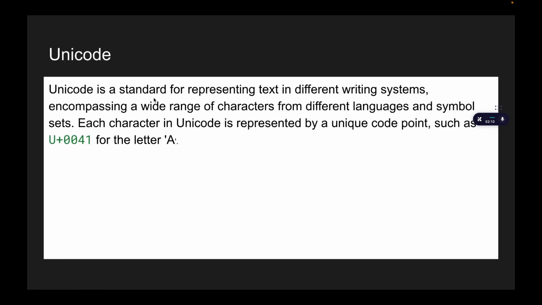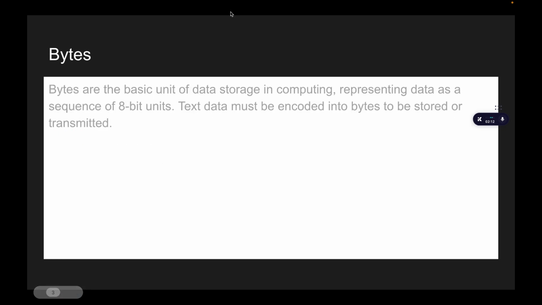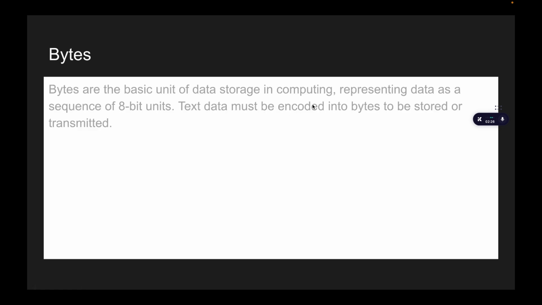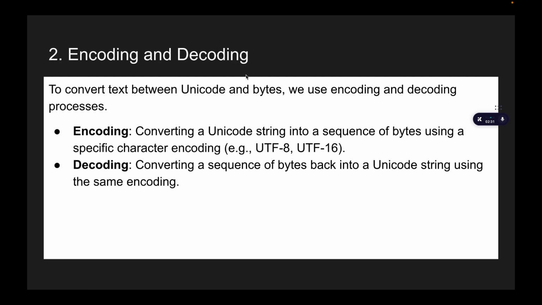So with this Unicode, let's say we have some text like hello, it must be converted or encoded into bytes to be stored or transmitted. Okay, so that's what bytes are. Now let's move on to encoding and decoding. You probably don't understand what encoding is yet, but you will. To convert text between Unicode and bytes, we use encoding and decoding processes.